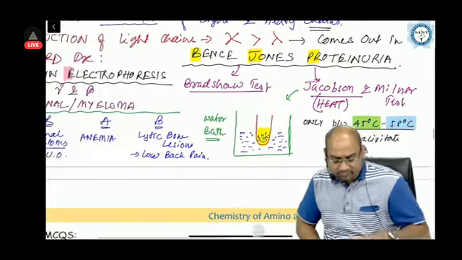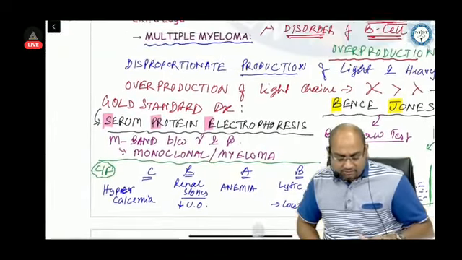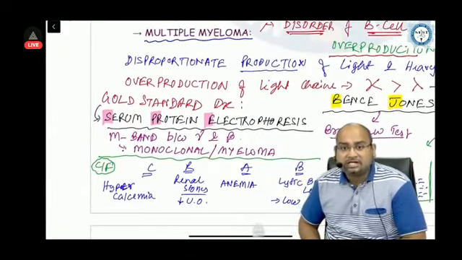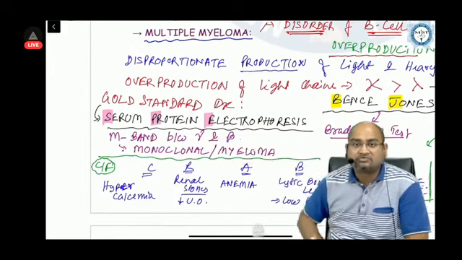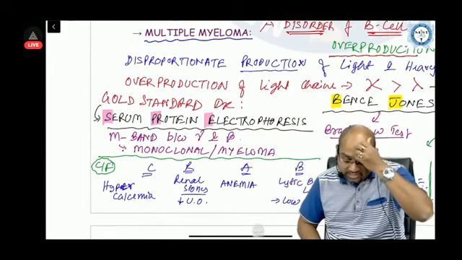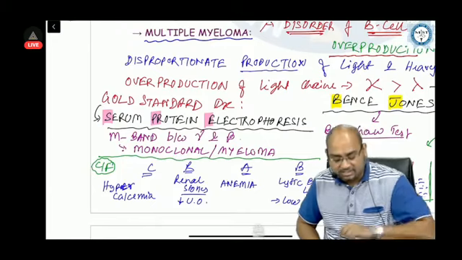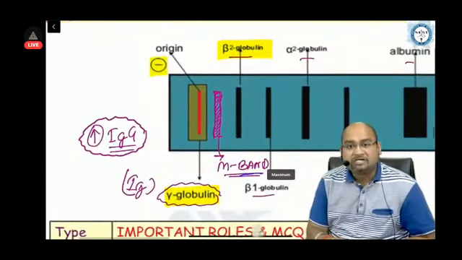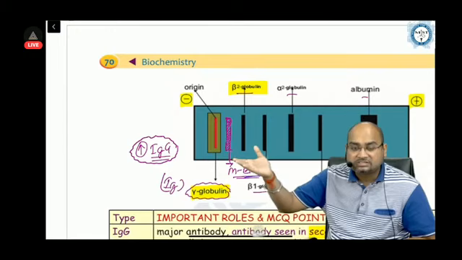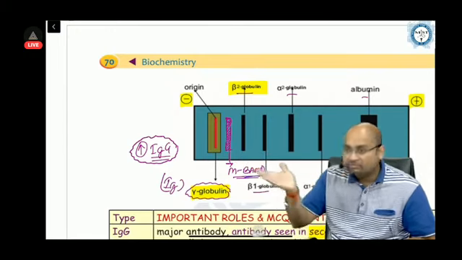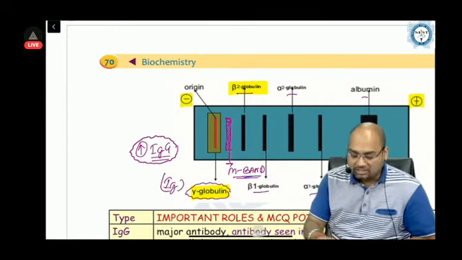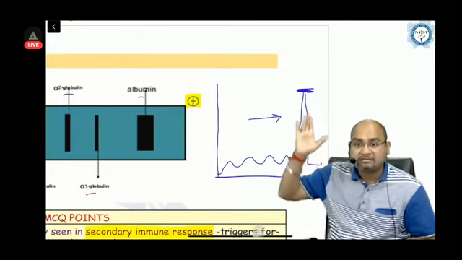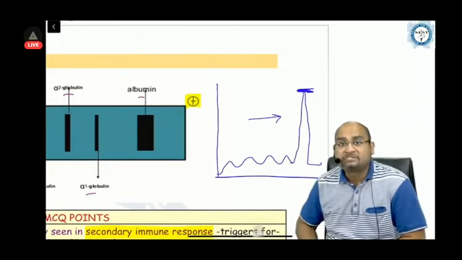However, for diagnosis, we have to go for the gold standard technique, that is serum protein electrophoresis. We will take a glass slide and pass the electric current. Please try to understand here, between gamma and beta, we have this M band, the monoclonal myeloma band. If you pass this glass slide through a densitometer in the computer, it can also show you a spike-like pattern. This is called the M spike.